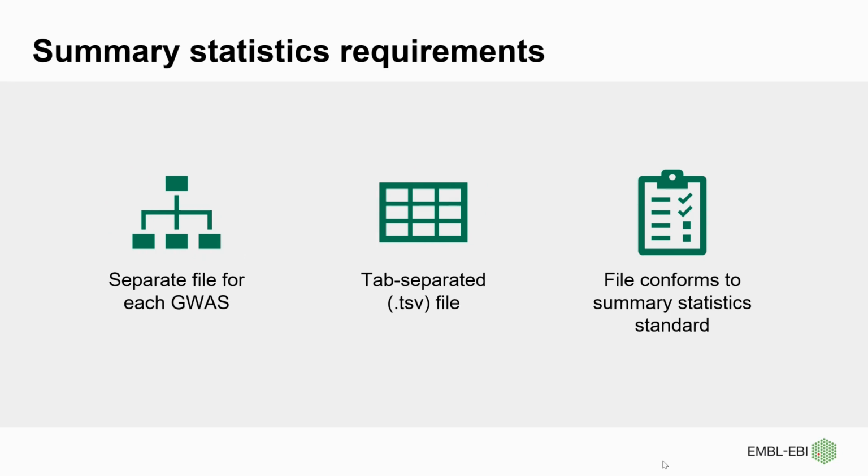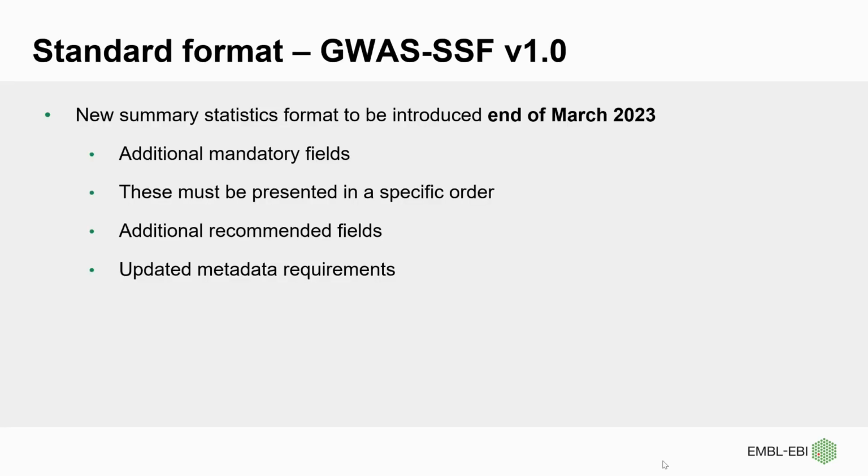The summary statistics files must also conform to our standard format. So that means that there should be a separate file for each GWAS rather than being all grouped together. So that's normally one set of p-values in each file. And it has to be a tab-separated TSV file, and it must conform to our summary statistics standard, which I'll talk about now.